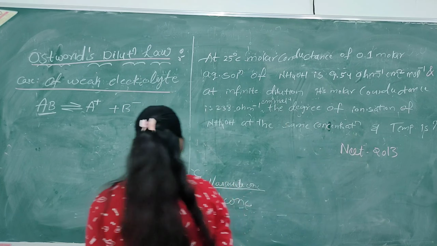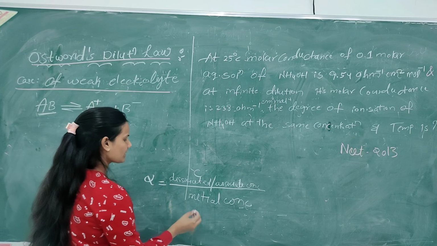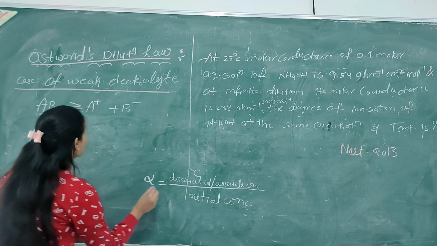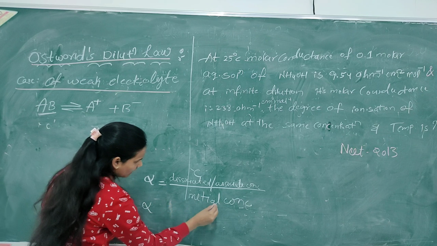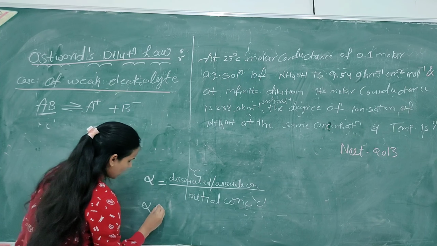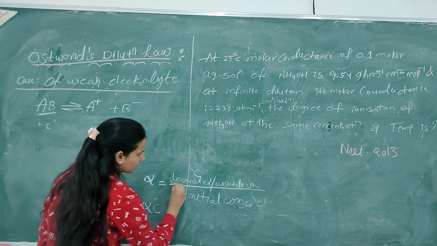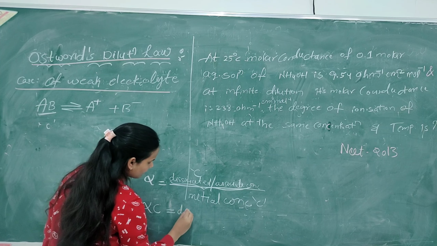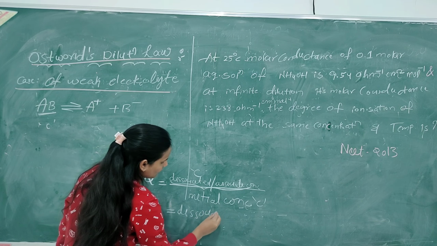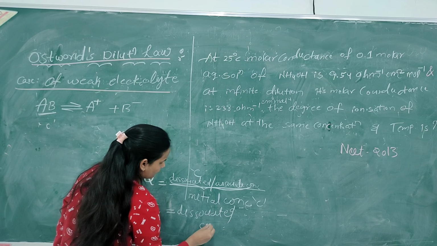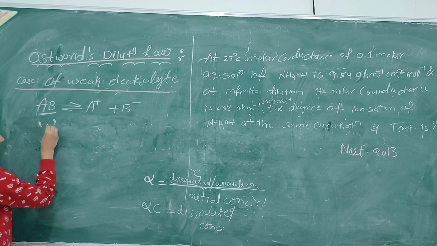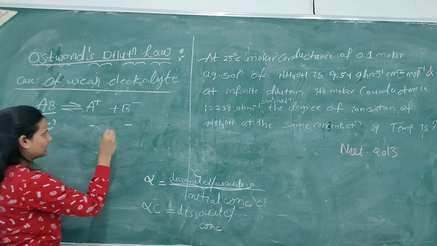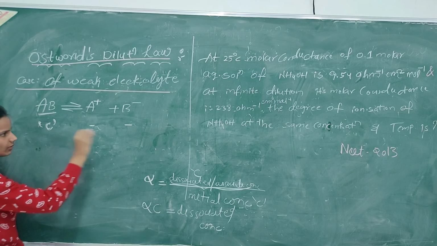So simply alpha is the dissociated concentration divided by the initial concentration. Here I have taken initial concentration C. So alpha, here I will put C. So alpha into C is equal to the dissociated concentration. So this is C. This is the initial concentration, and when I have taken this concentration, it will have no value. Like it is not dissociated, simply it is not dissociated.